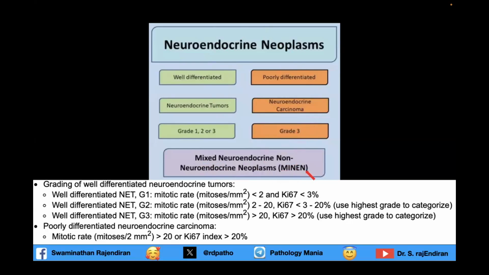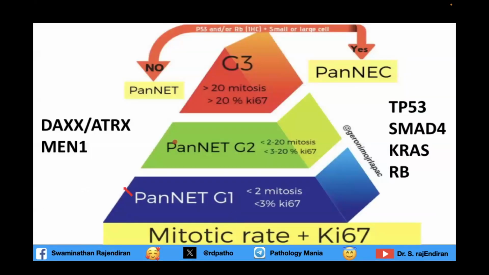So it is called MiNEN, mixed neuroendocrine, non-neuroendocrine neoplasms. Okay, and these numbers we will see in the next slide. This is the pyramid you have to remember. The mitotic rate and Ki67 index is very, very important in neuroendocrine tumors.